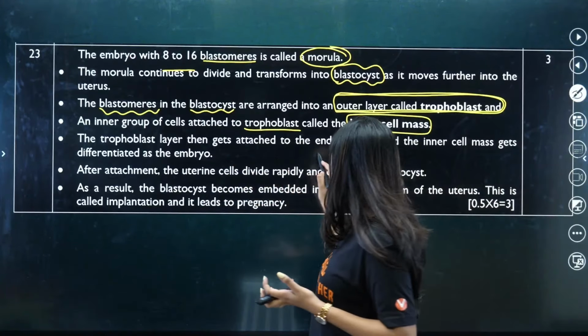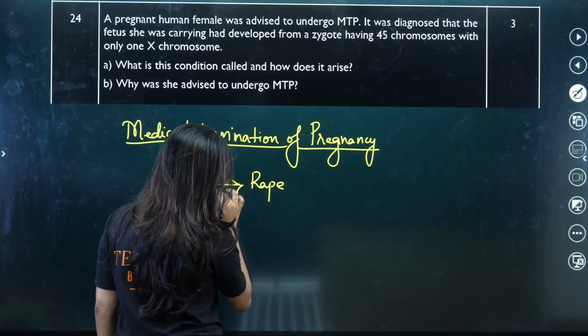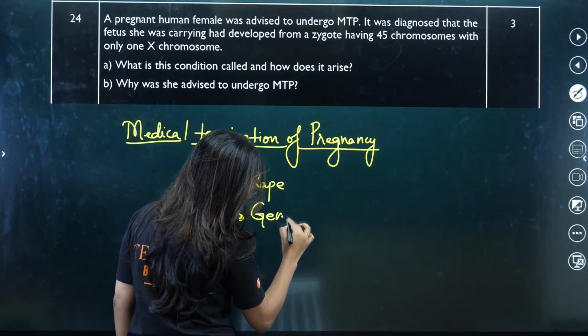Yes. Let's go. A pregnant female was advised to undergo MTP. What is MTP? Medical termination of pregnancy. Okay. Now, MTP is mainly done during rape cases, or if there is a genetic disorder during the scan, if they see that the child has any genetic disorder, and the survival rate is very less, then they will use MTP.